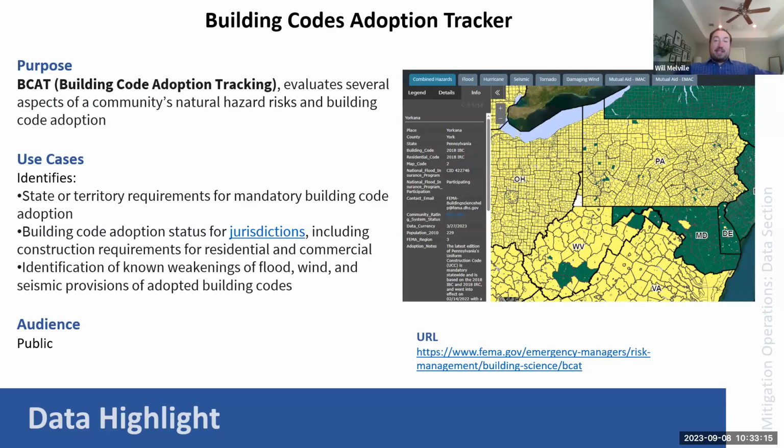All right, next up. This is another piece of the puzzle. The building code adoption tracker evaluates several aspects of communities' natural hazard risks and building code adoption: flood, hurricane, seismic, tornado, damaging wind. It evaluates the different known weaknesses and provisions of the adopted building codes. It tells you what mandatory building codes your state or territory has required. And Pennsylvania has all the municipalities, so each individual municipality can control the building code.